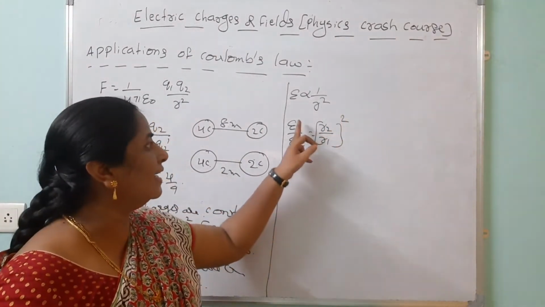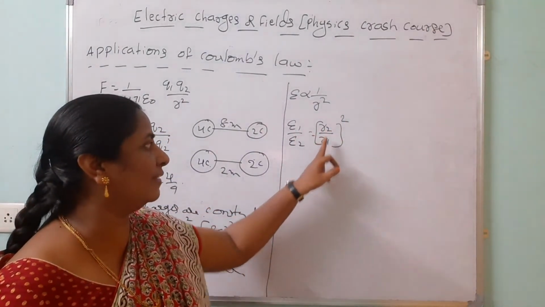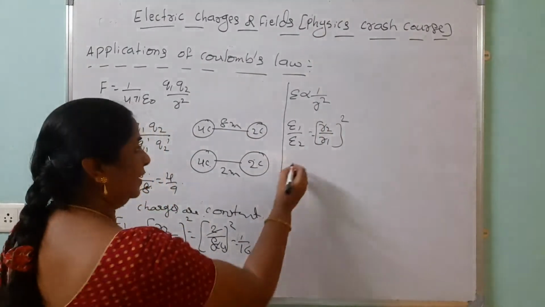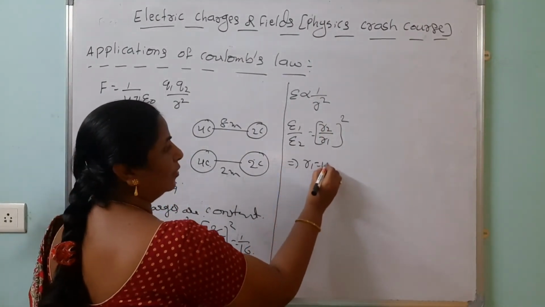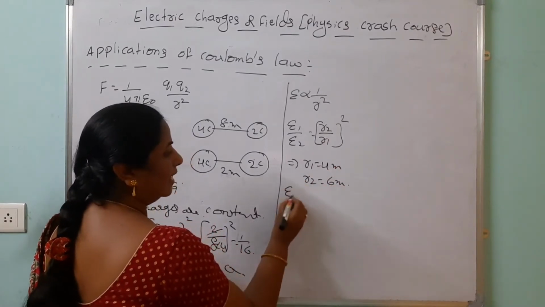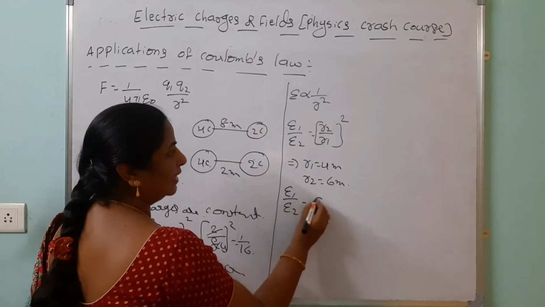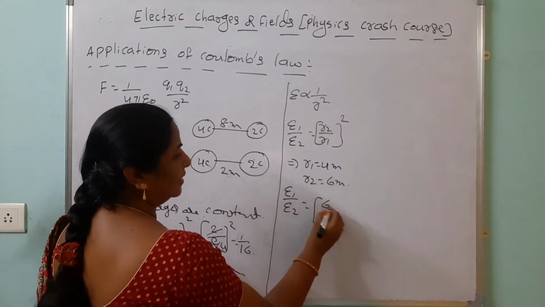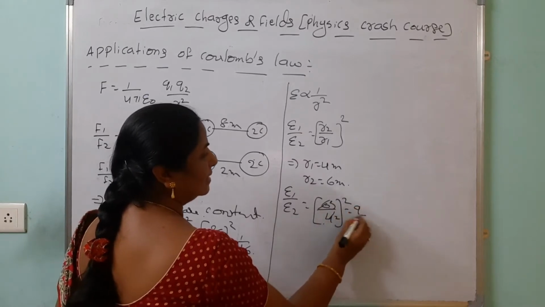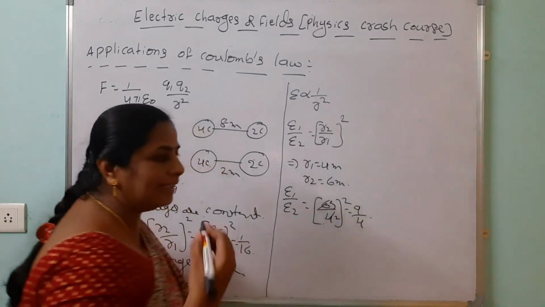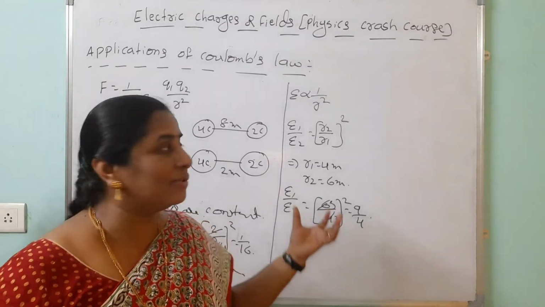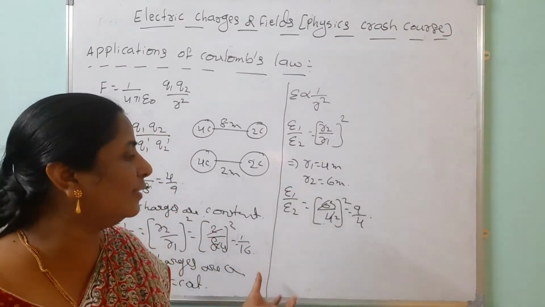So we can write epsilon 1 by epsilon 2 equals R2 by R1 whole square. Suppose here R1 is 4 meters, then R2 is 6 meters. Then epsilon 1 by epsilon 2 is how much? You can take the reverse of this one, 6 by 4 whole square, 3 by 2 whole square, the answer is 9 by 4. Like that, any situation we can handle with the help of Coulomb's law. So these are the applications of Coulomb's law.